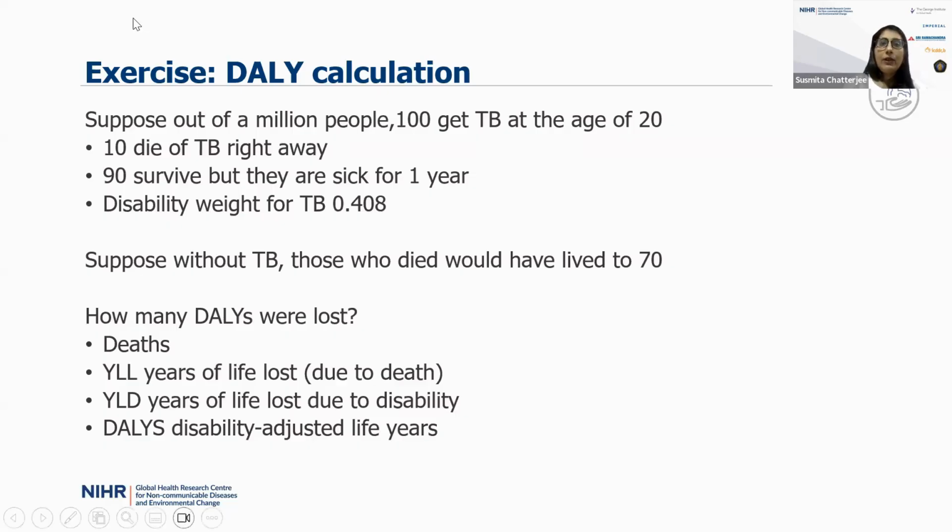Let me know. This is the exercise. Do it very quickly. This is how you have to calculate your DALY. I will give you 5 minutes for doing this, though it should not take 5 minutes. That's too long. But yeah. Please feel free to put in chat if you have any question, any clarification, anything.